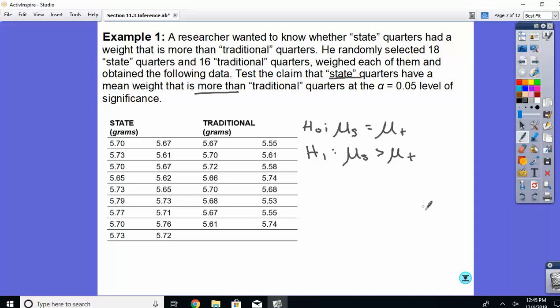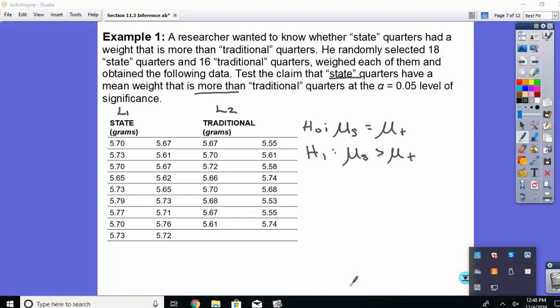Okay. So go to your graphing calculator. I want you to enter your state in L1 and your traditional in L2. We're not trying to prove that the difference is 0. We don't have any hypothesis about the difference, so you don't need L3 to be the subtraction of the two. Now, if I'm going to do this by hand, well, semi by hand because I've already put all my data in my calculator.